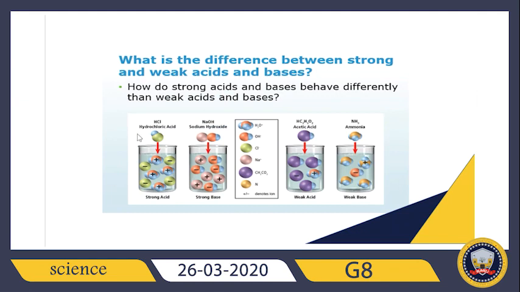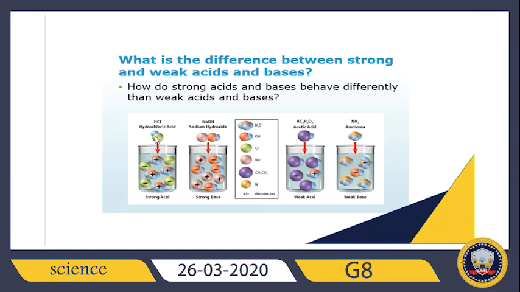So guys, let's study the following image in order to understand the difference between strong and weak acids and bases. So the question is, how do strong acids and bases behave differently than weak acids and bases? Let's start with the acid. Here we have HCl, or hydrochloric acid, which is a kind of strong acid, and here we have acetic acid with this formula, which is a kind of weak acid. This is the formula of HCl, and this is the atomic model of HCl. We have one hydrogen atom and one chlorine atom.